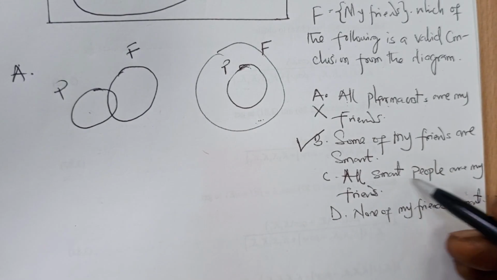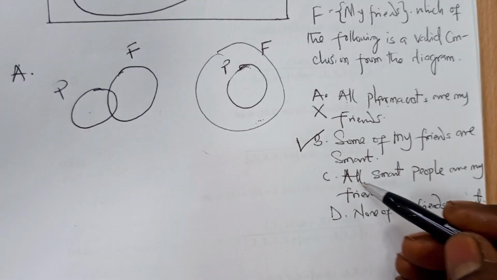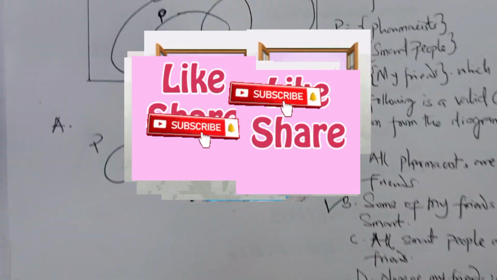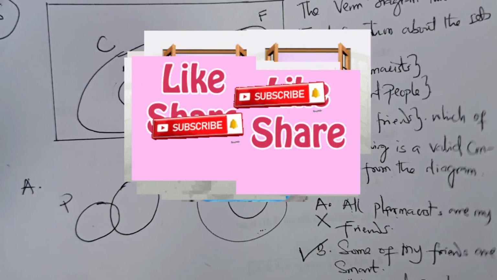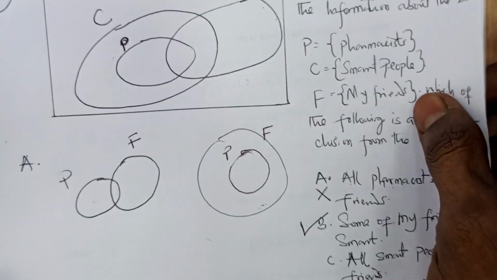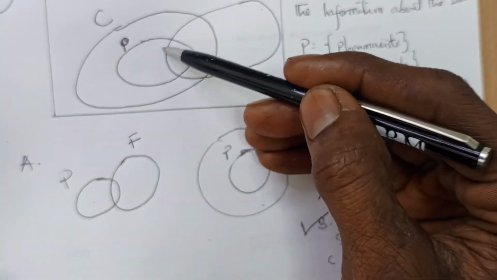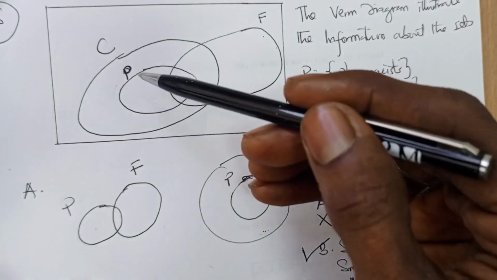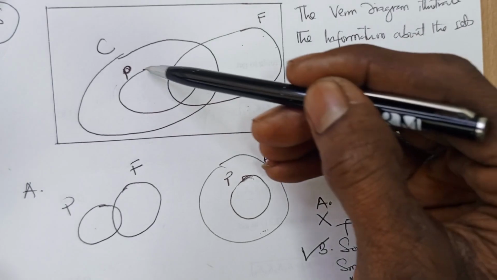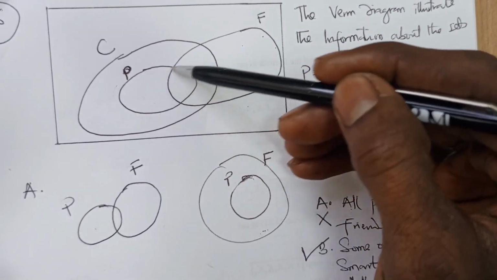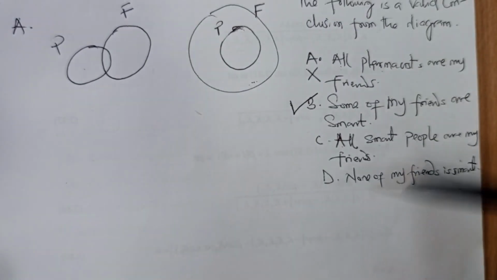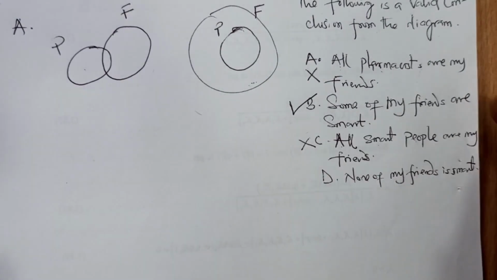C says all smart people are my friends. Now let's go back and see. Are all smart people contained in friendship? Remember, P represents the number of smart people. Are all of them contained here? No. It's just some portion of smart persons that are contained in the friends. So this one is not a valid conclusion.